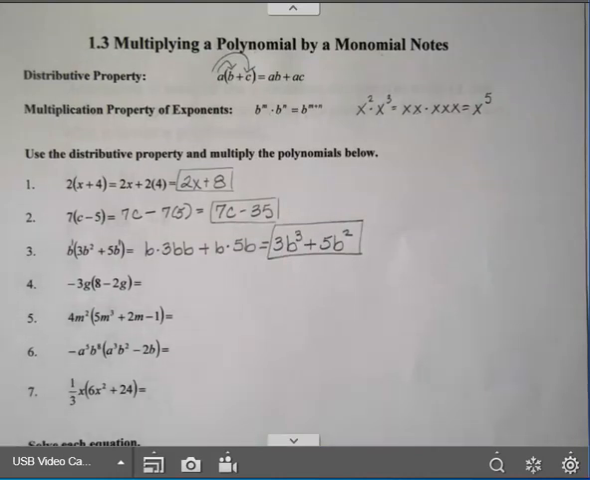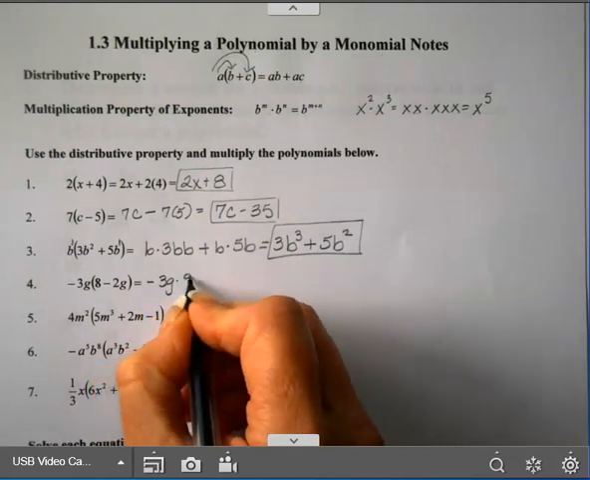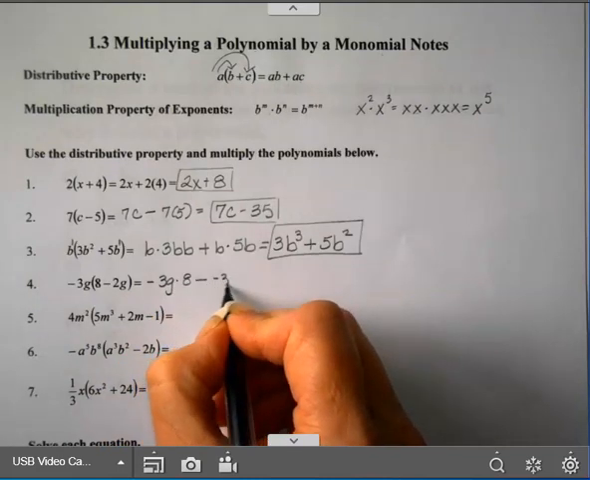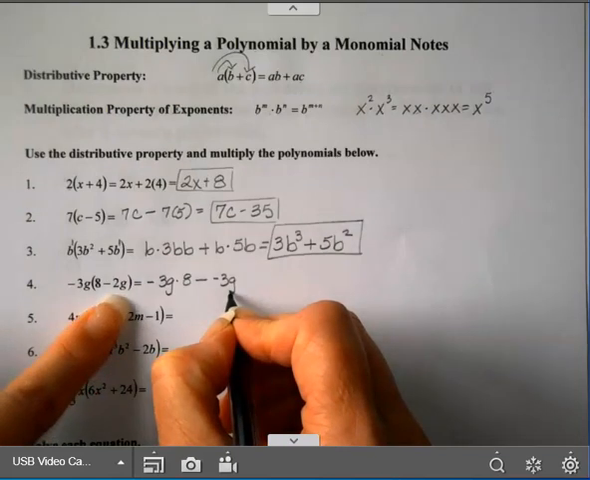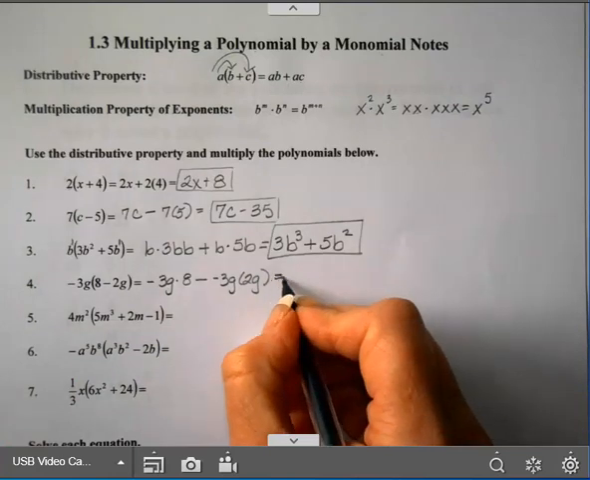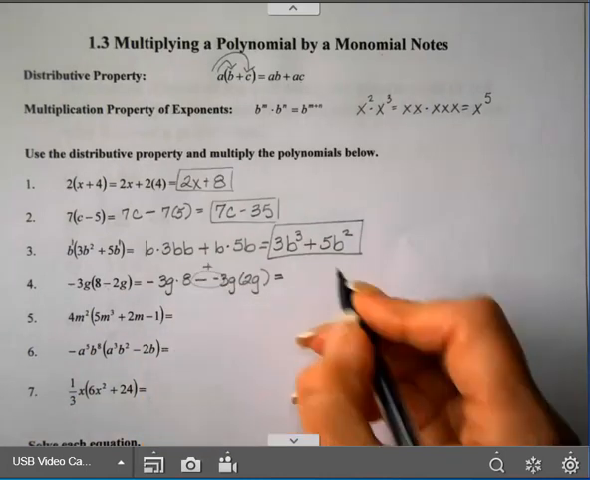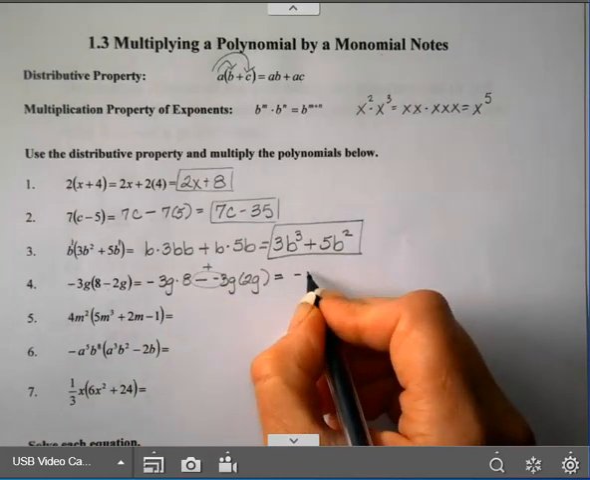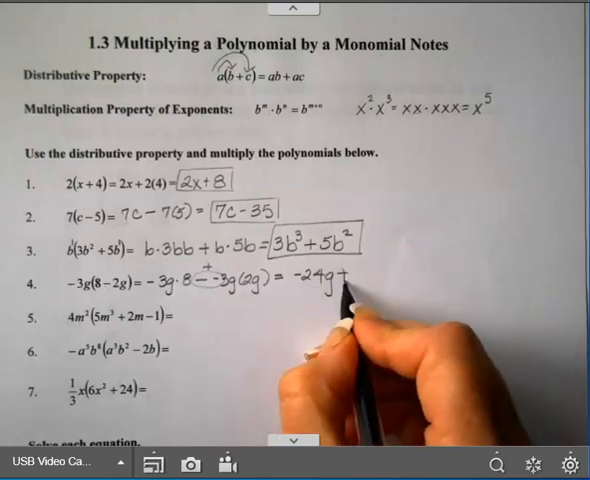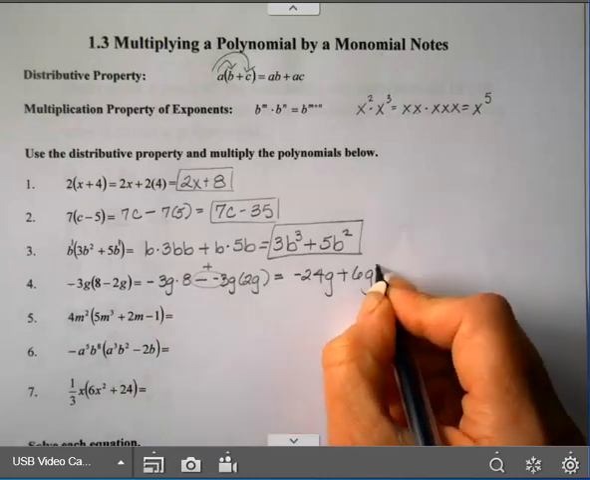On example 4, this will be negative 3g times 8. And then I have minus negative 3g times 2g. And the minus times that minus, notice this will become a plus. First term is negative 24g. And the next term is plus 3 times 2 is 6g squared.